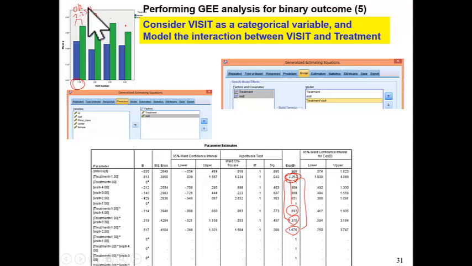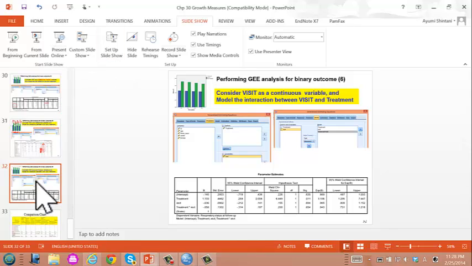The p-values for these interaction terms actually assess whether the two odds ratios are different or not. So this p-value is assessing whether this odds ratio and this odds ratio are the same or not. And this is assessing whether this odds ratio and this odds ratio are the same or not. And this p-value is assessing whether the odds ratios of visit 1 and visit 2 are the same or not.